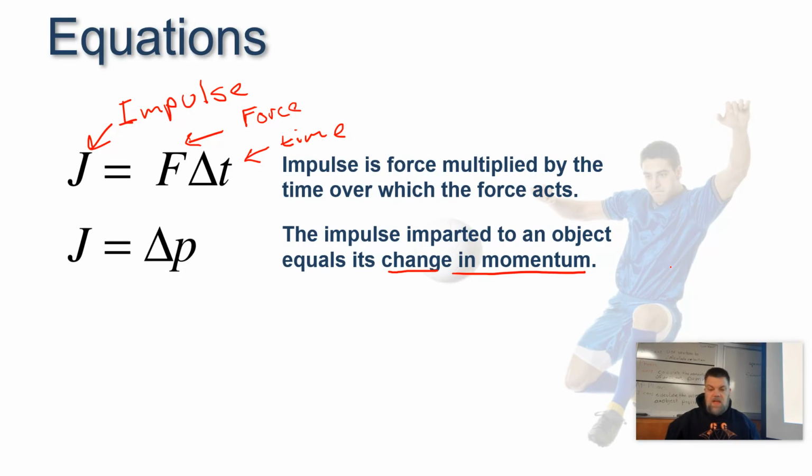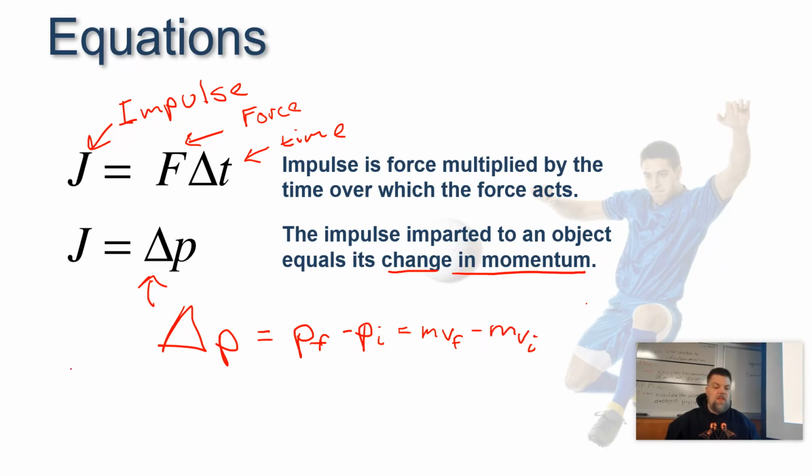So the other way to do that is, remember this is the change in momentum, so change in P is equal to P final minus P initial. And usually the mass doesn't change, so it would be a change in velocity. So it would be the mass times the velocity final minus the mass times the velocity initial. Okay, so that's two ways to do it.